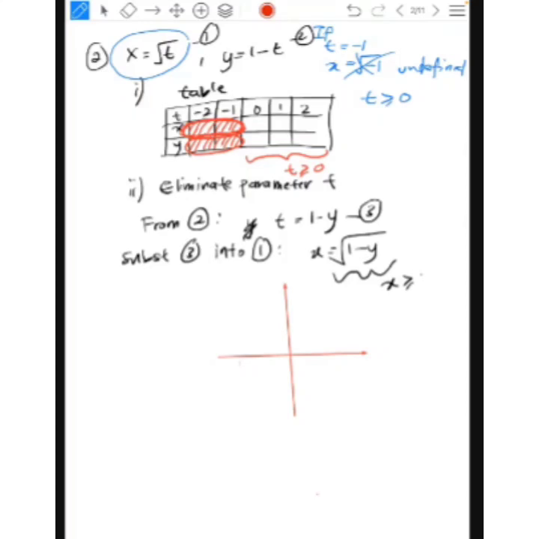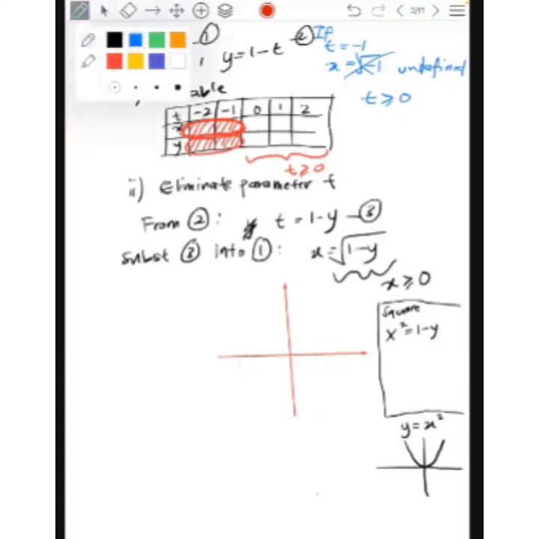So what is the whole curve first? The whole curve is, when I square my equation, I will have x squared equals 1 minus y. So I have y equals, let's say you still don't know what the curve is, but you know that y equals x squared kan? Kalau y equals x squared, dia bentuk senyum. And then if it's y equals negative x squared, dia akan bentuk, let's say something like this, masam.